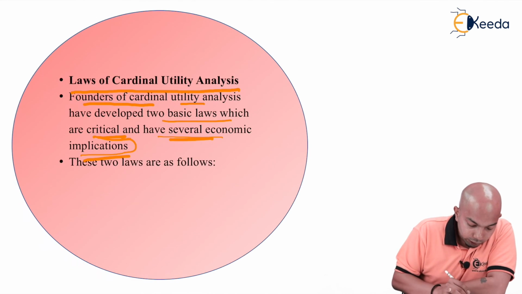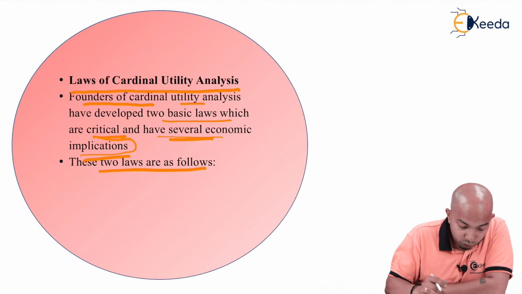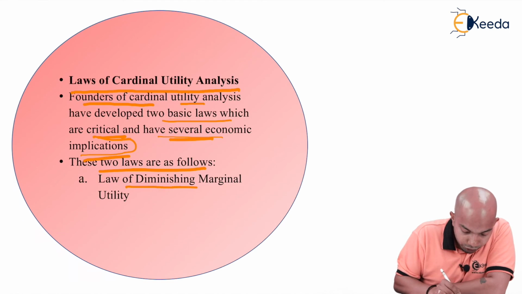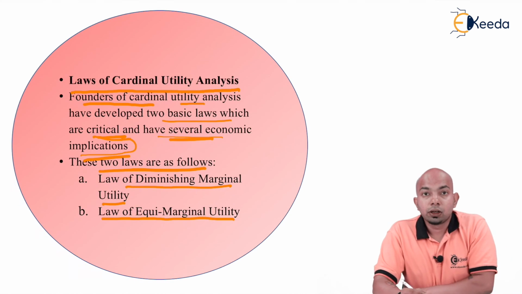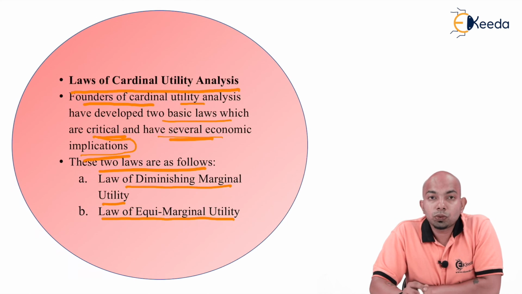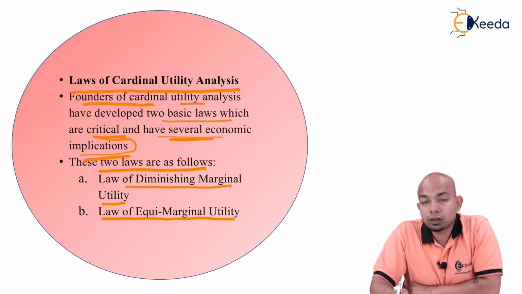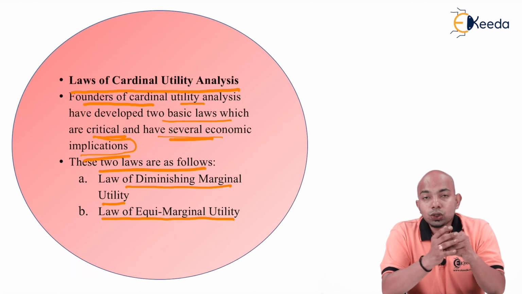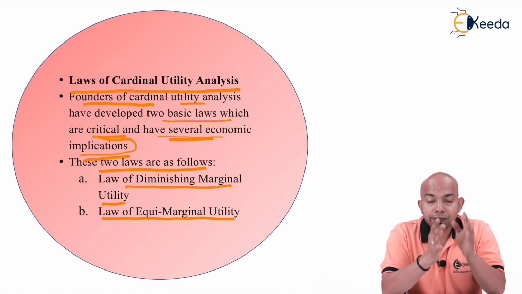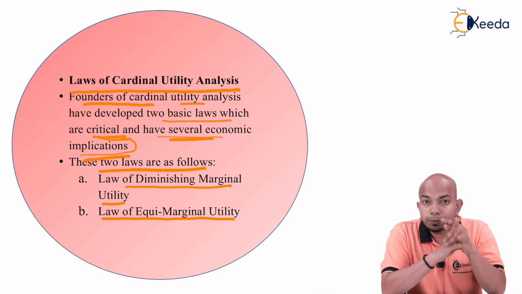Now, these two laws are as follows. What are the two basic laws? First is the law of diminishing marginal utility, and the next is the law of equimarginal utility. So there are two basic laws which are derived out of the cardinal utility approach. These two laws can be discussed in depth when we go on to the concept of the law of diminishing marginal utility and the law of equimarginal utility.